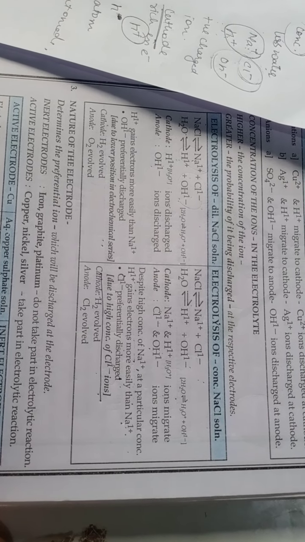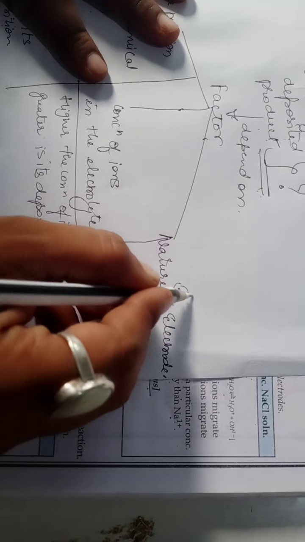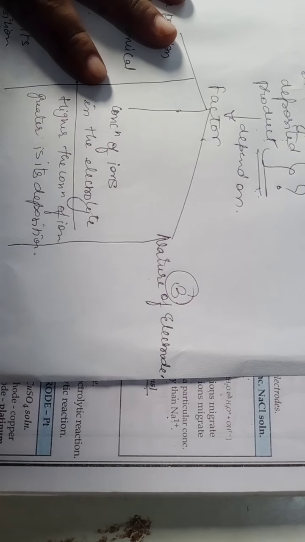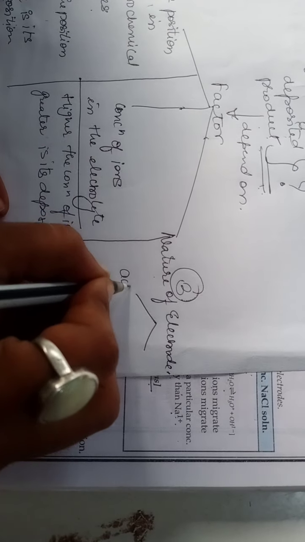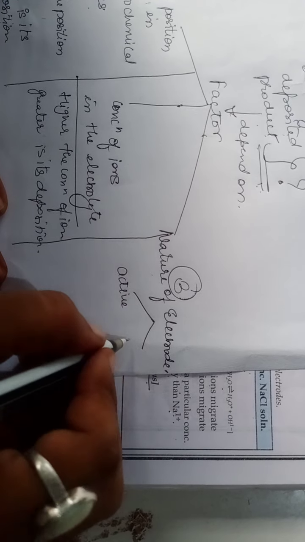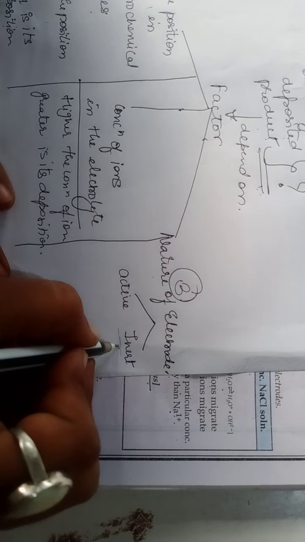I hope that you have understood this second part also. Now the third factor is the nature of the electrode. What type of electrode can we use? We can use two types of electrode. One is active electrode and the other is inert electrode. It is not inactive, it is inert.